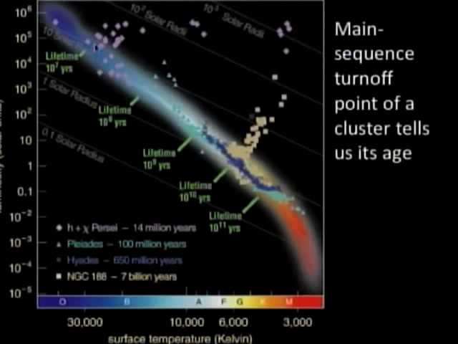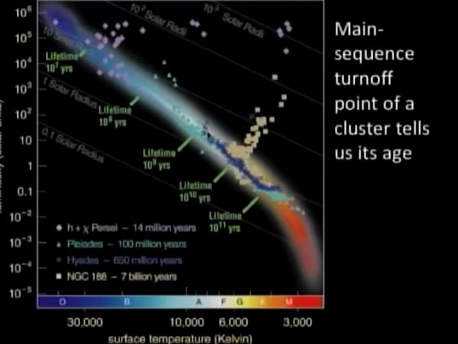So in here, in different colors, we have different clusters of stars. For example, the light lavender here, Xi Persei, is very young, as you can see. 14 million years, it still has O and B stars, and just now those O and B stars are starting to die. The Pleiades cluster was here in green, and now the A stars are starting to die.